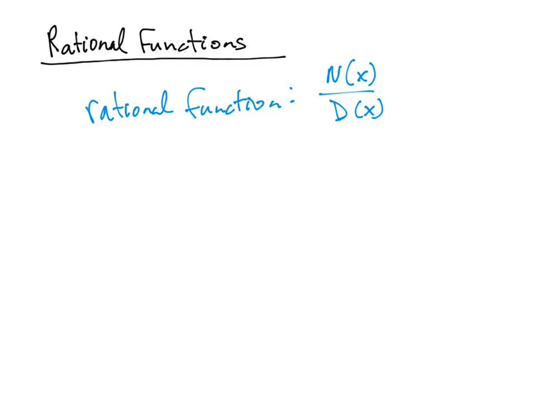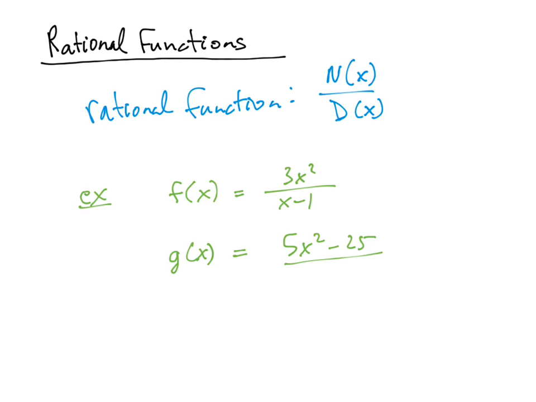So a few examples of rational functions. We could have 3x squared divided by x minus 1. We have two polynomials getting divided. We could have something like this, 5x squared minus 25 divided by x. H of x equal to, let's say, 3x squared minus 1.